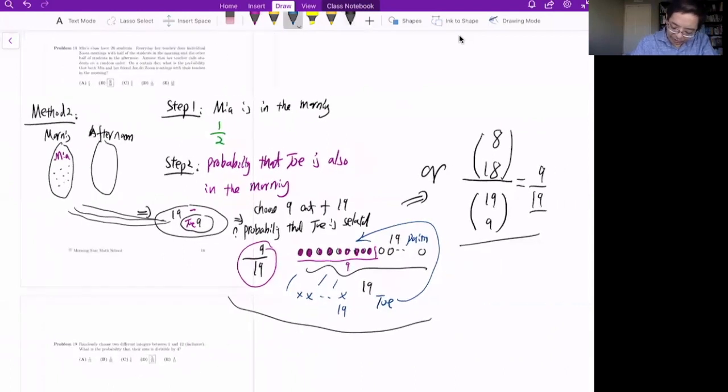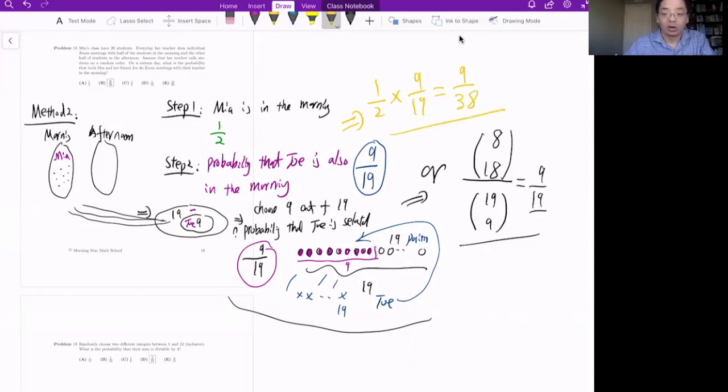Anyway, I hope you're convinced. The second step is 9/19 after Mia is put in the morning. Then after that, Joe is also in the morning, which is 9/19. Then you just multiply them together. So the final answer will be 1/2 times 9/19. This is basically the multiplication principle. So it's 9/38. Okay.